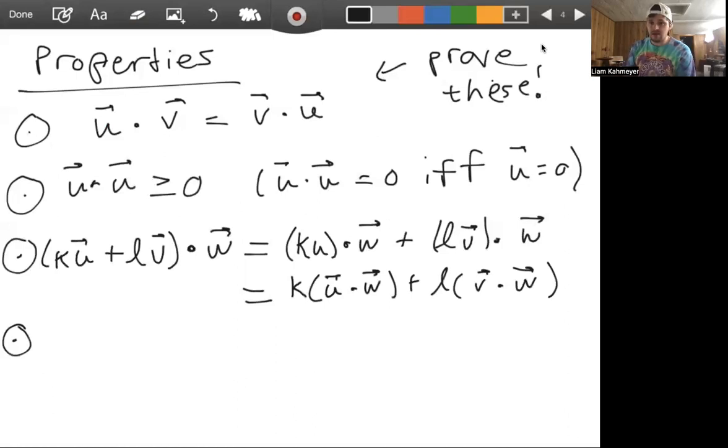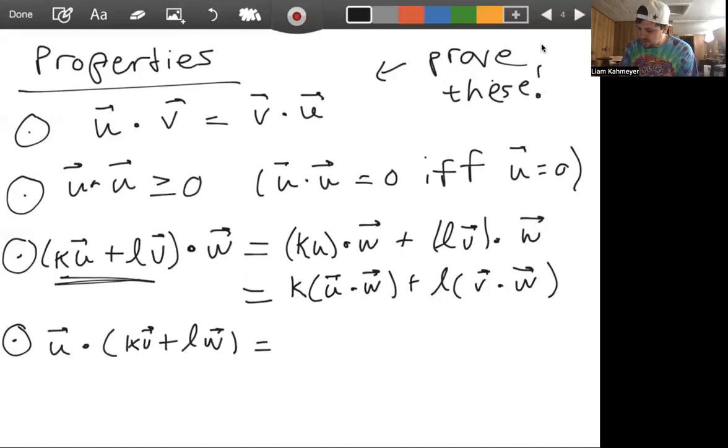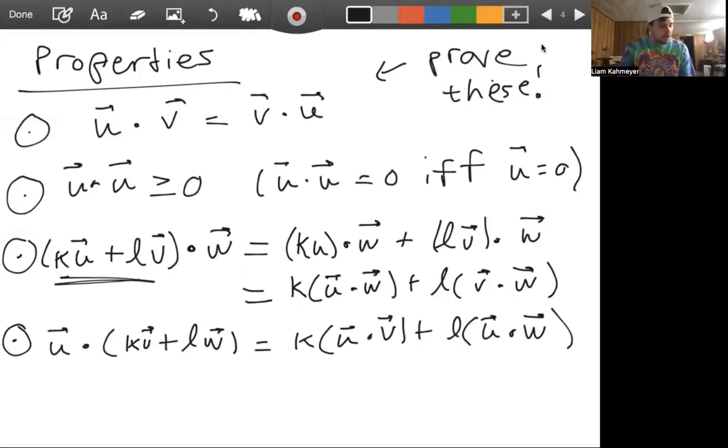And we get an identical statement on the opposite side: if we put the linear combination on the right side, we get an identical statement. That shouldn't be too surprising because we've proven by now that the dot product is commutative. So just for the sake of completion, we have u dot, and let's say kv plus lw. I'm skipping this intermediate step here. This would be k times u dot v plus l times u dot w. Okay, let's see what else.